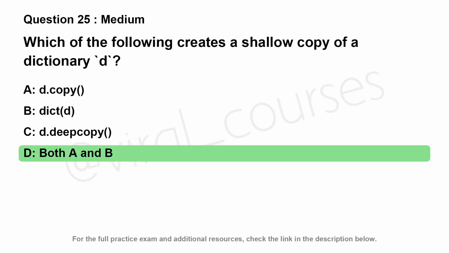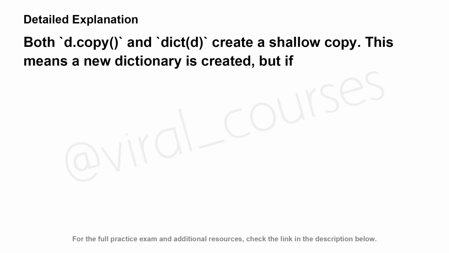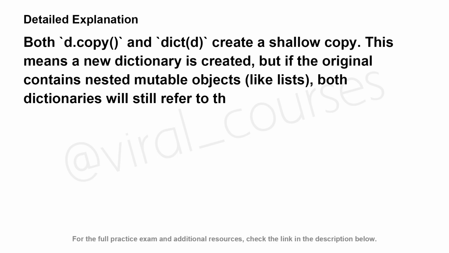The correct answer is D. Both d.copy() and dict(d) create a shallow copy. This means a new dictionary is created, but if the original contains nested mutable objects, like lists, both dictionaries will still refer to those same nested objects.